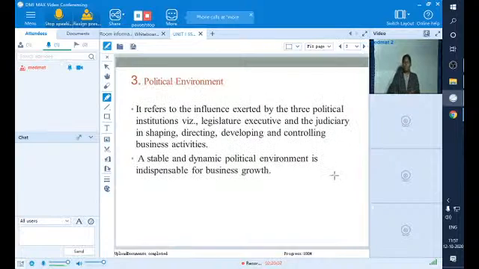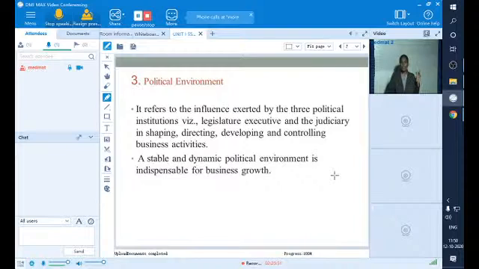Third one, political environment. It refers to the influence exerted by the three political institutions. What are the three political institutions here? Legislature, executive and judiciary. They will shape, direct, develop and control the business activities. So if there is any change in them, the business will get affected. That is the third one, political environment.